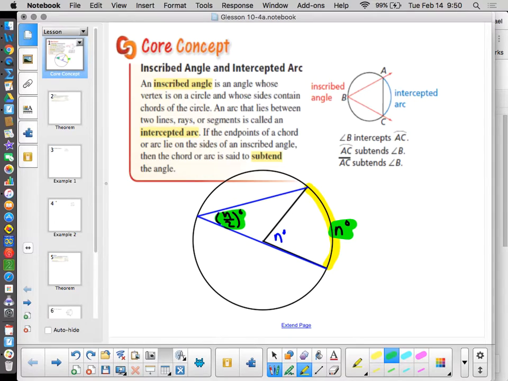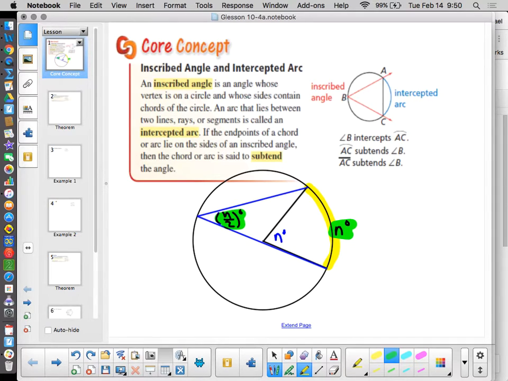You have a couple fancy words in here. It talks about the arc subtending the angle. Not really concerned about that word. I don't think that's going to be a big deal, but we should be aware of that. That's a word you could run up against now and then.